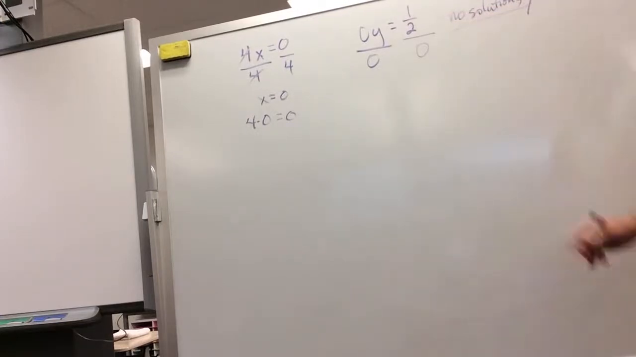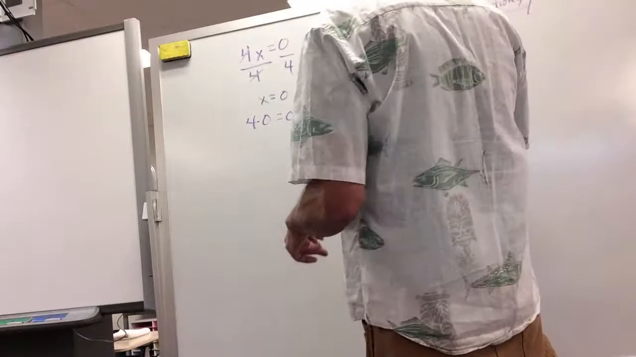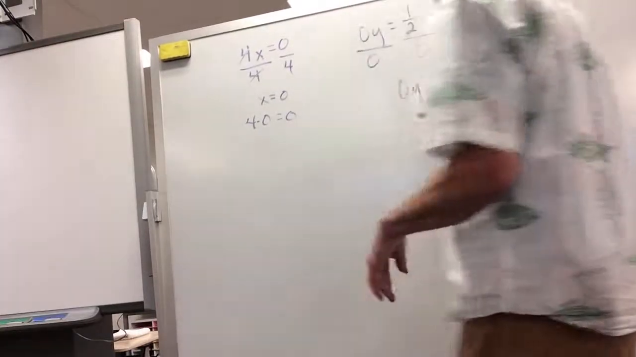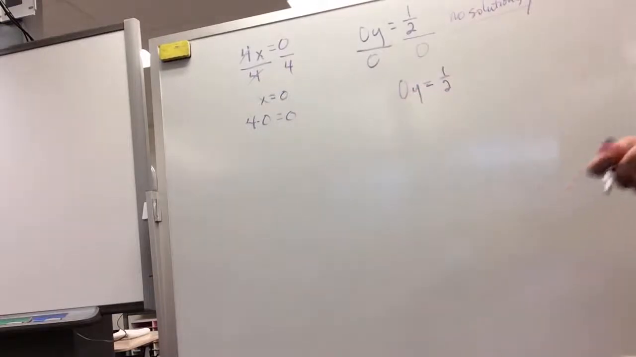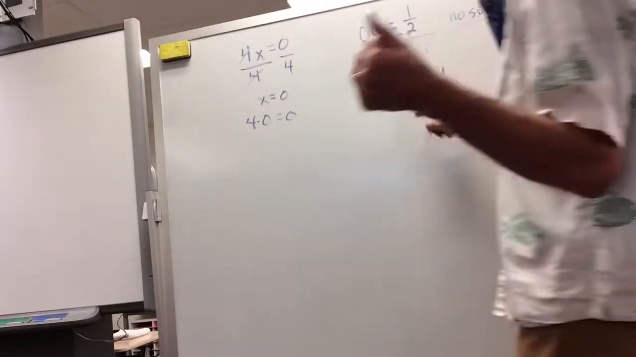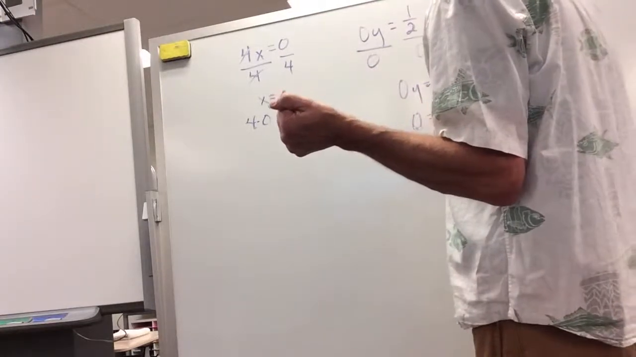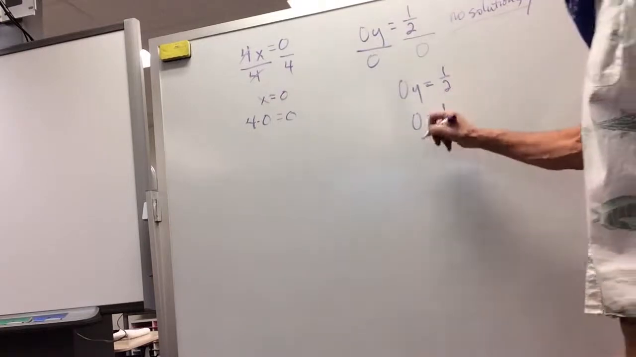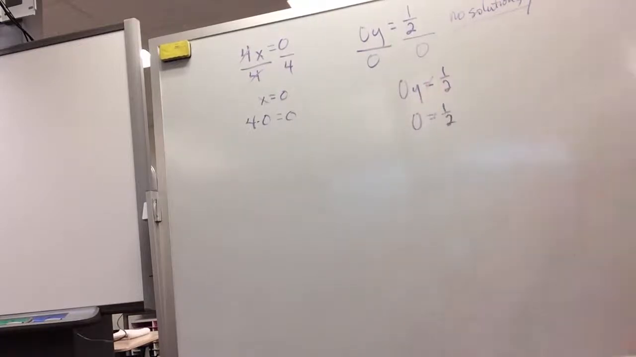If you think about it, let's rewrite it here. What is 0 times any number? It's 0. So I could rewrite this as 0 equals a half. Is that true? Does 0 equal a half? No, it can't be. So we say that that's undefined. It's not possible.